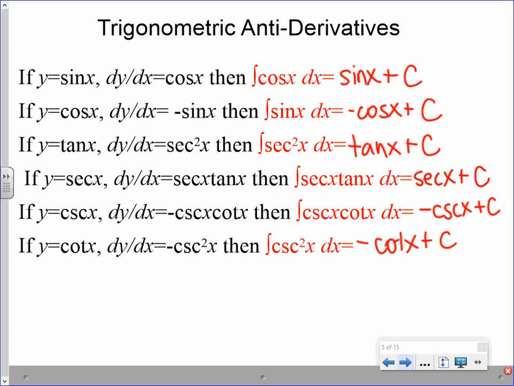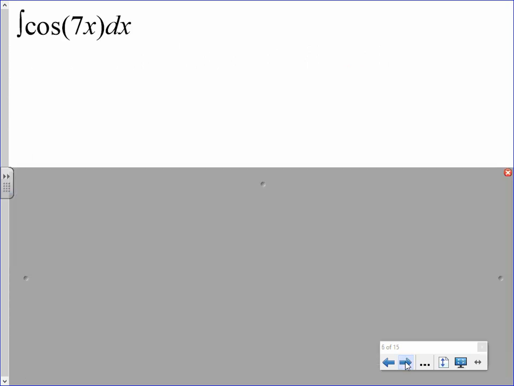Okay, so we need to be able to apply these with our antiderivatives. Once again, we cannot take an antiderivative unless it looks like one of these, or with numbers inside or outside. Okay, and I'll show you what I mean. First example I want to look at is this, the antiderivative of cosine of 7x dx.